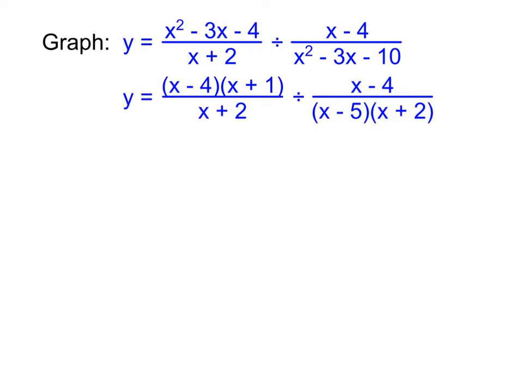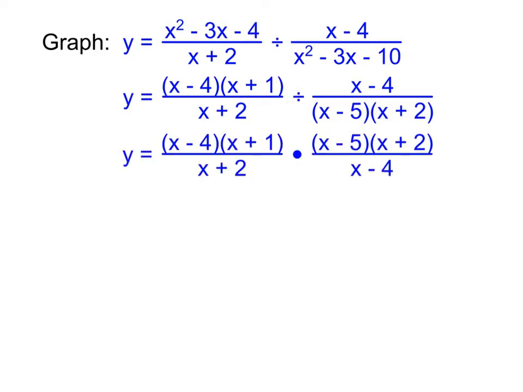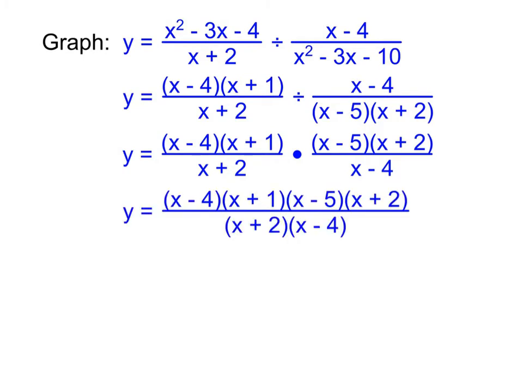And then once we've done that, before I do anything else, I want to actually take care of the division aspect as well. Now remember how to divide fractions. When we divide fractions, we always flip the second fraction, always the second fraction, and then we multiply. And then once I've done that, I can go ahead and write it as a single fraction. And this was our goal.